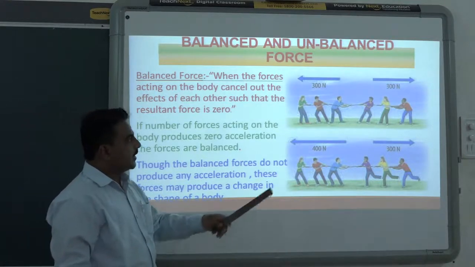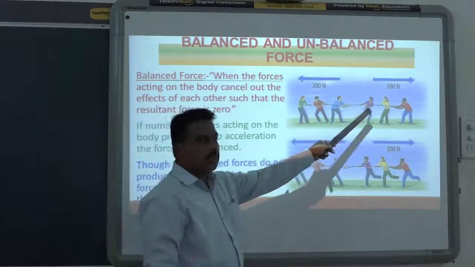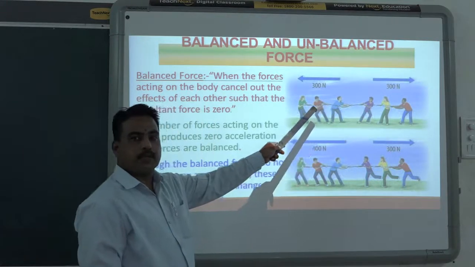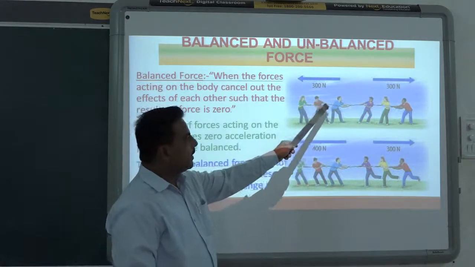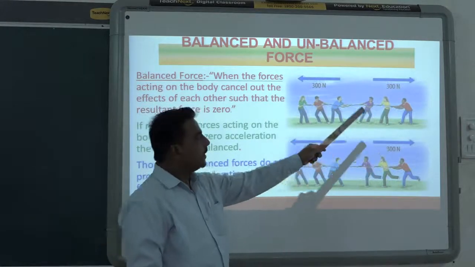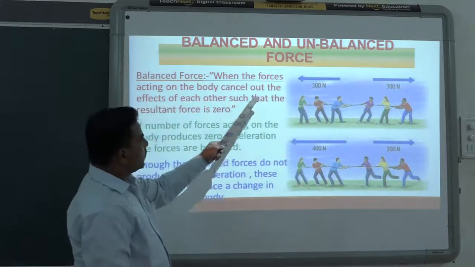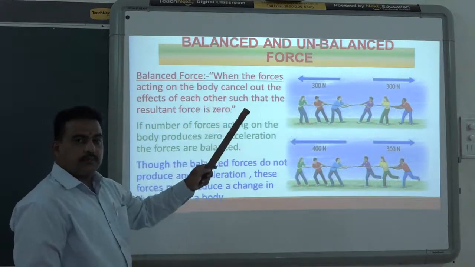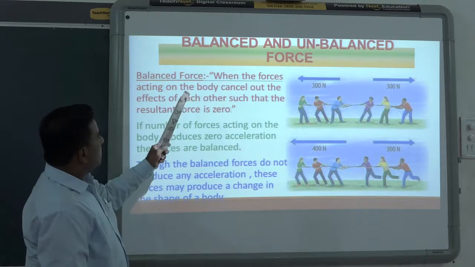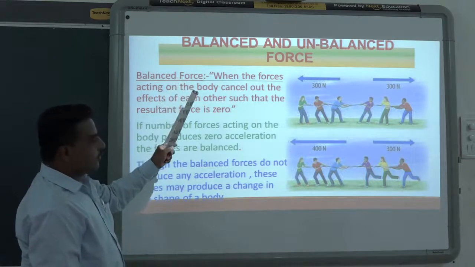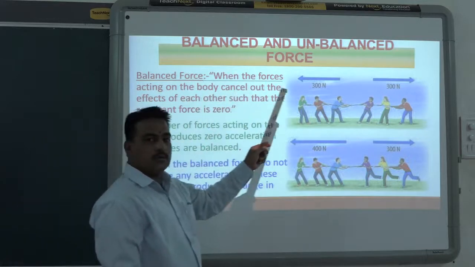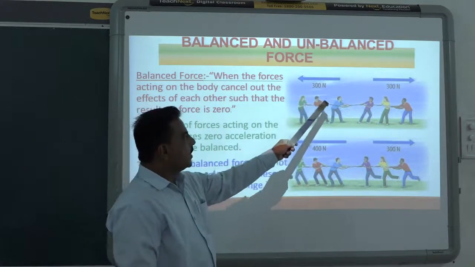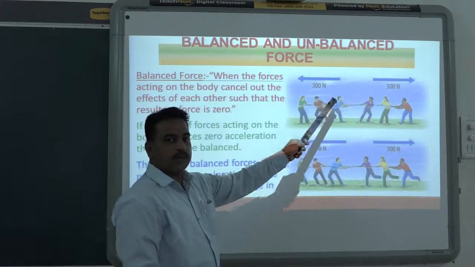Now we have taken this example. Suppose the force is applied from both the ends, as in a tug of war. While playing tug of war, if the force applied by both the sides is the same, then the resultant force will be zero. That means for a balanced force, the resultant force is zero. This is only possible if an equal force is applied from the two sides.